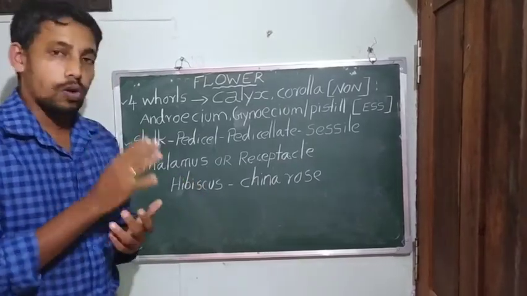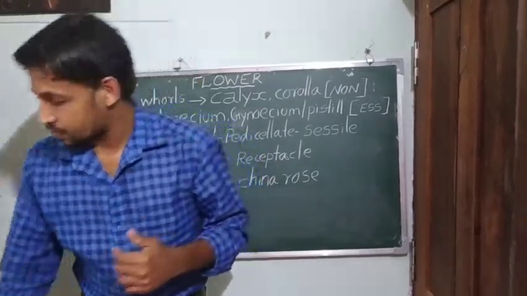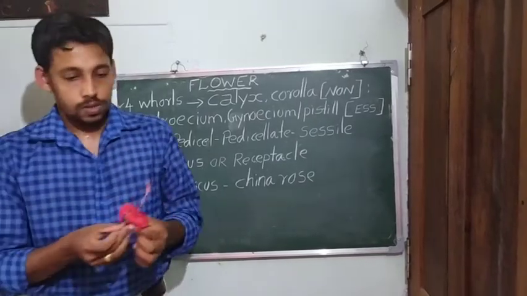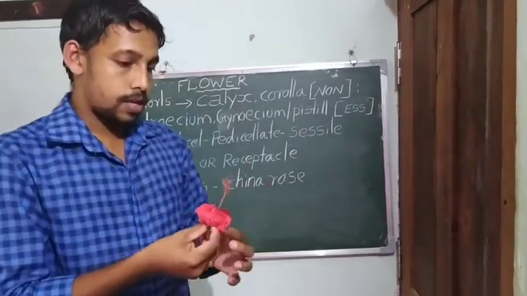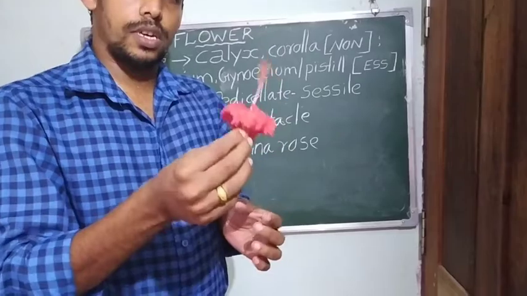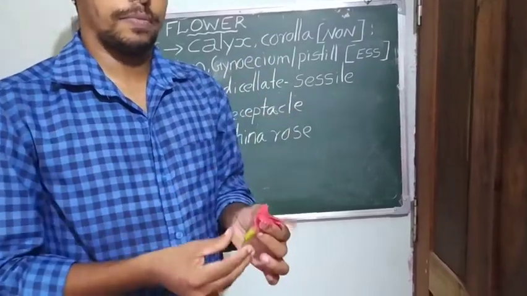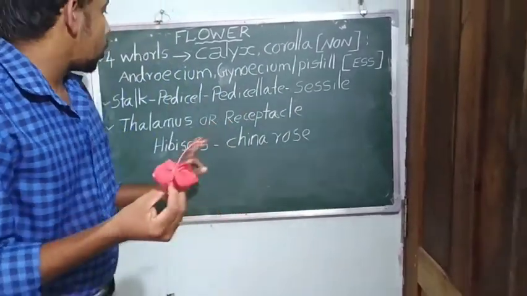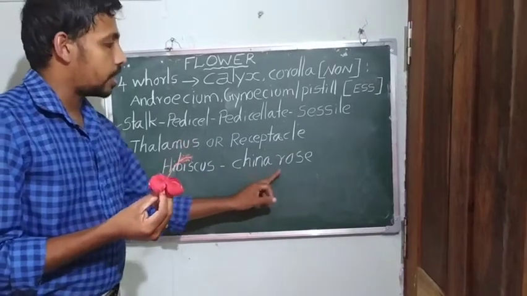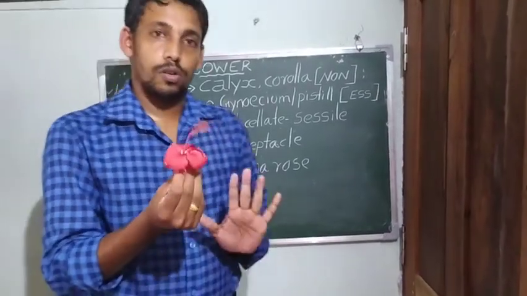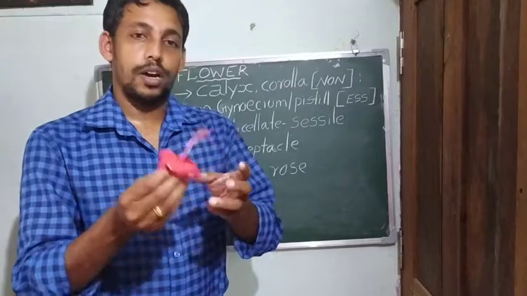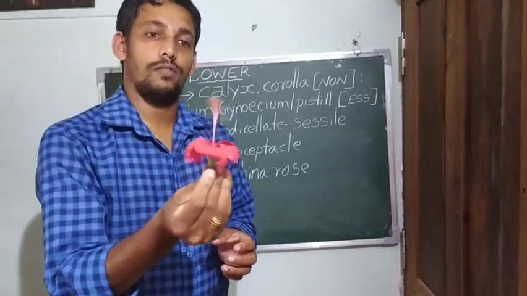So I will show you one flower. Here, this one is a typical flower. It comes under the family Malvaceae. Its name is hibiscus, common name China rose. Let's know what the basic parts of this typical flower are.